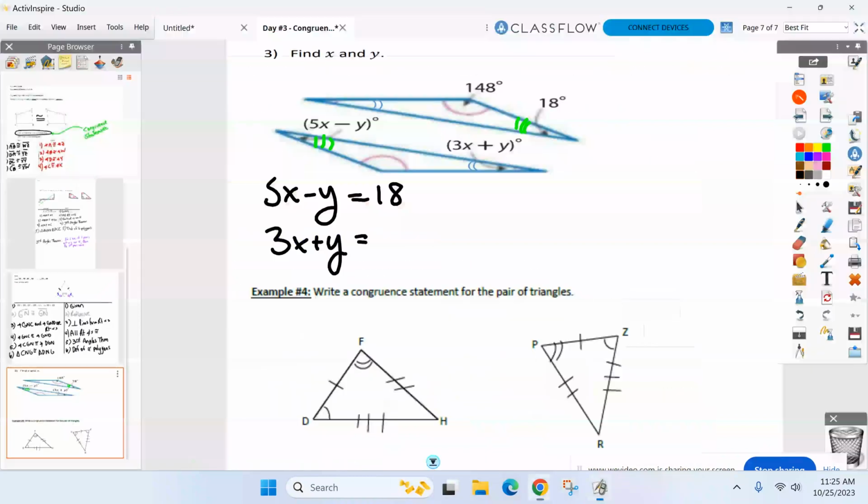Matt? 14. 14, you're good. Everyone all right? 180 minus 148 minus 18. That's how Matt got the 14.